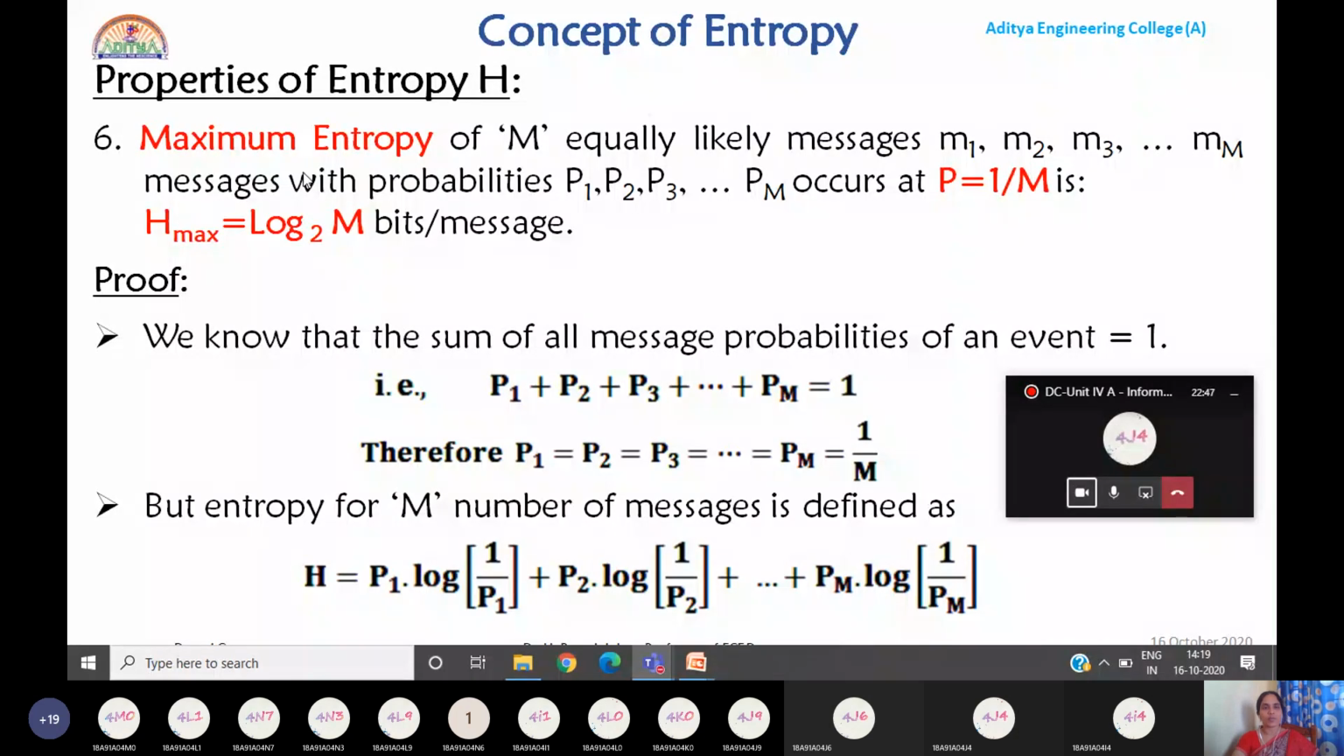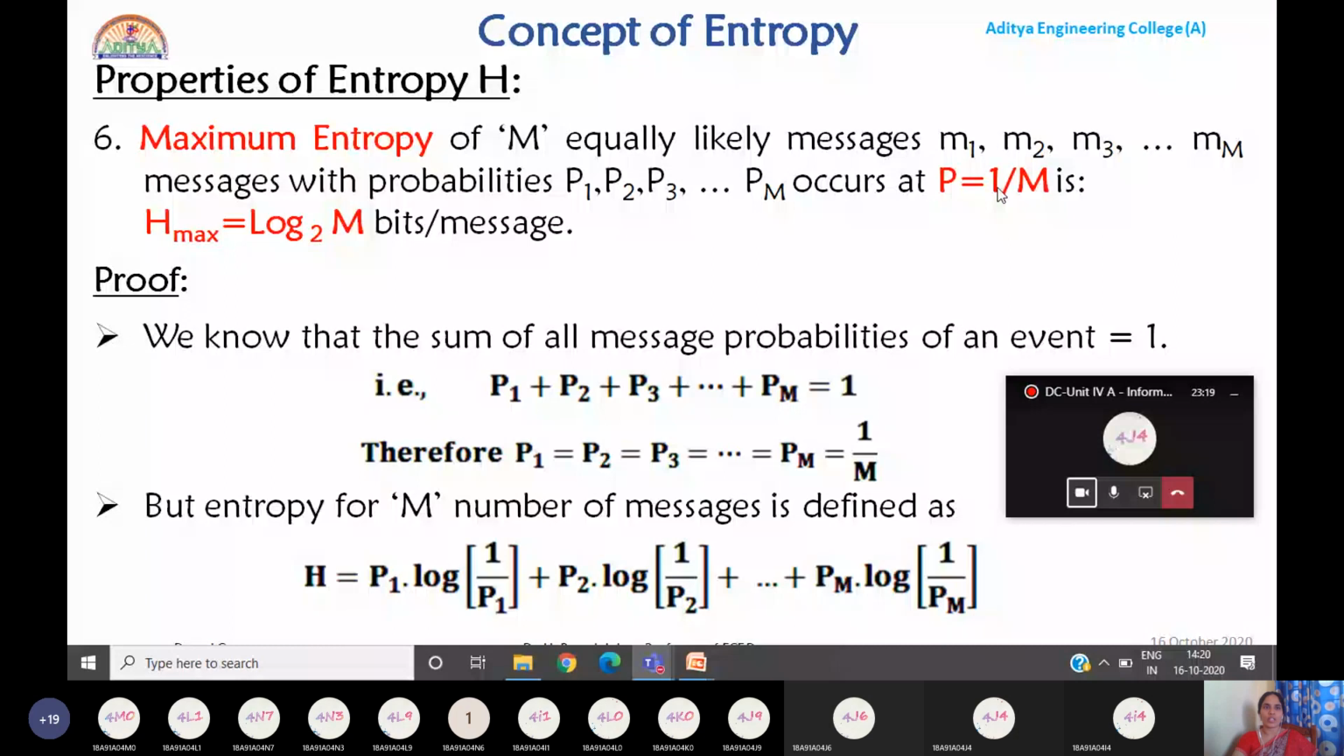But if you observe the sixth property carefully, it is the maximum entropy of M equally likely messages. How many messages are there? Capital M number of messages, represented as M1, M2, M3 and so on up to MM, with their respective probabilities P1, P2 up to PM. And this occurs at P is equal to 1 by M. And that maximum entropy is how much? It is log M base 2.